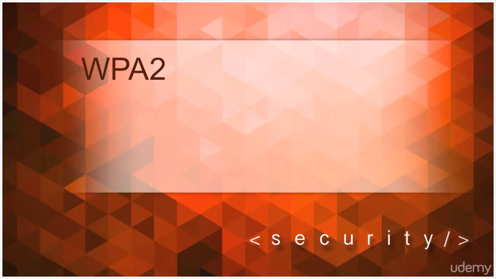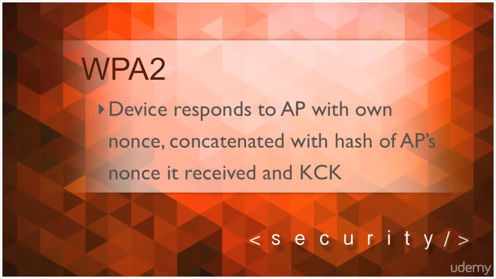Now the key configuration key, KCK, is 128 bits long. The key encryption key, KEK, 128 bits, the temporal key, TK, 128 bits, and 2 shorter keys, RX and TX, used for providing message authentication codes, or MACs, both 64 bits long. The device now responds to the AP with its own nonce, concatenated with a hash of the AP's nonce that it received and the KCK.